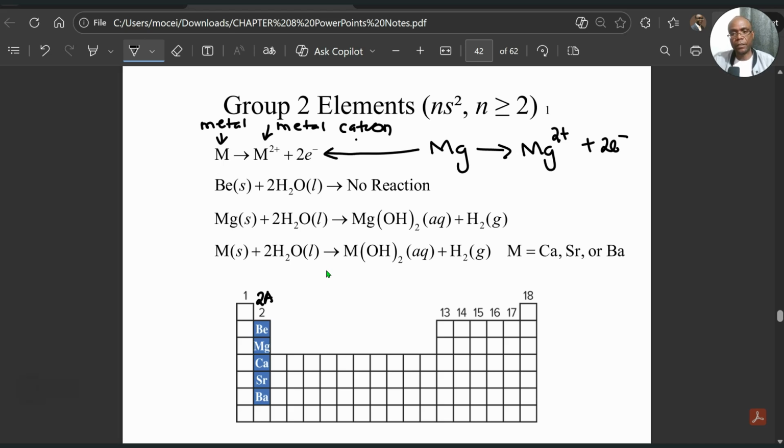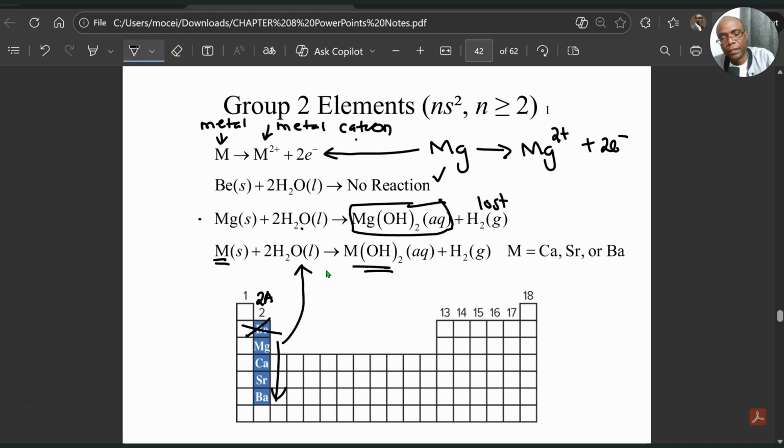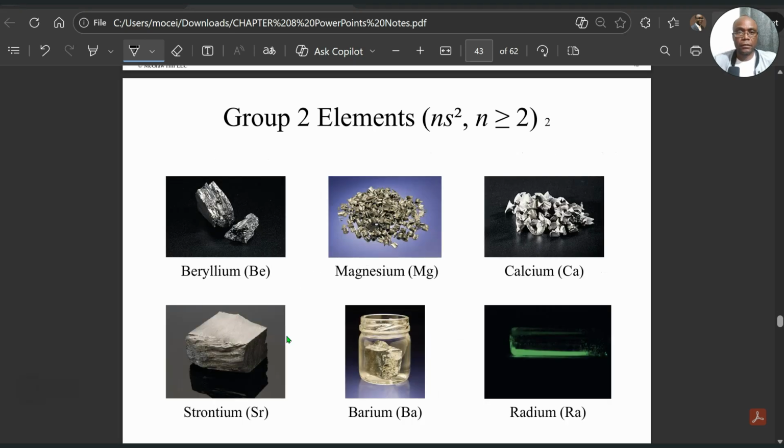Now beryllium and water, usually there's no reaction, but magnesium and water will give you magnesium hydroxide and hydrogen gas. Okay, so generally, if you have a metal from magnesium going down, not beryllium, so magnesium going down should react with water to give you metal hydroxide and hydrogen gas. So here you have the metals that will do it, including Mg, including magnesium. And these are the looks of these alkaline earth metals.